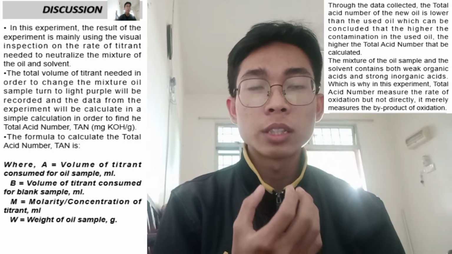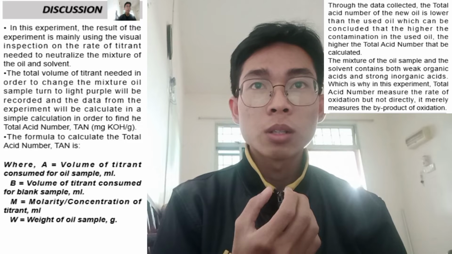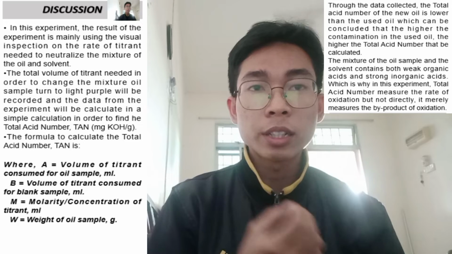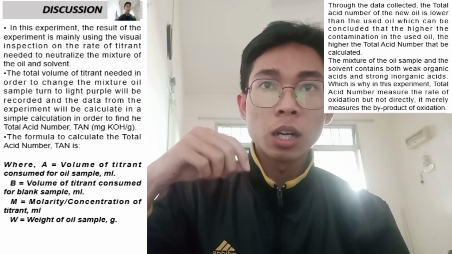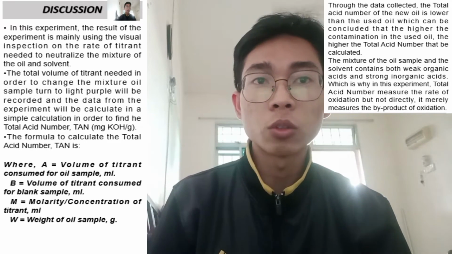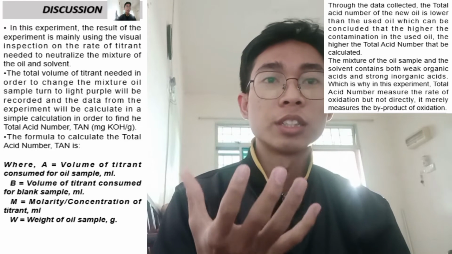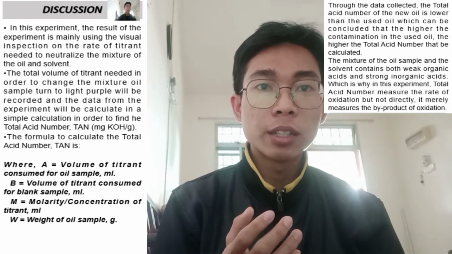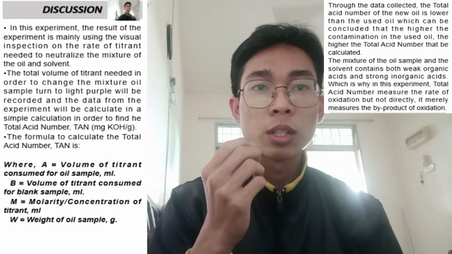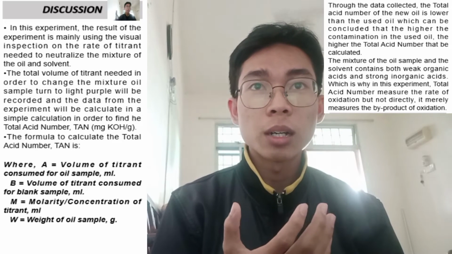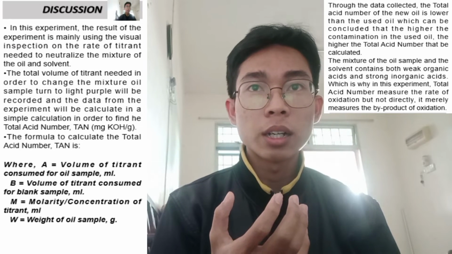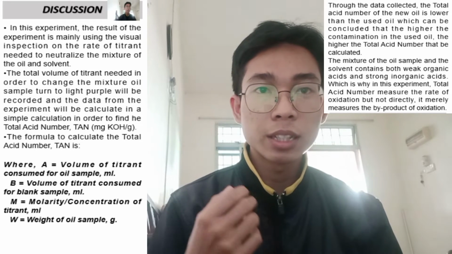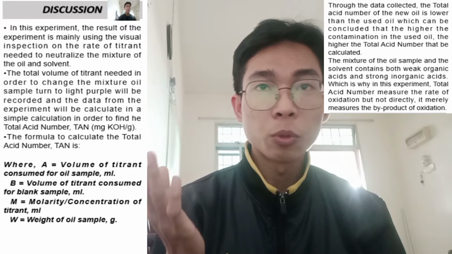So this experiment will be conducted by adding the titrant drop by drop into the mixture of the oil and the solvent until the color changes. Okay, after we get the volume of the titrant needed to neutralize the mixture, we will collect the data and then calculate it with a formula which is presented on the poster.